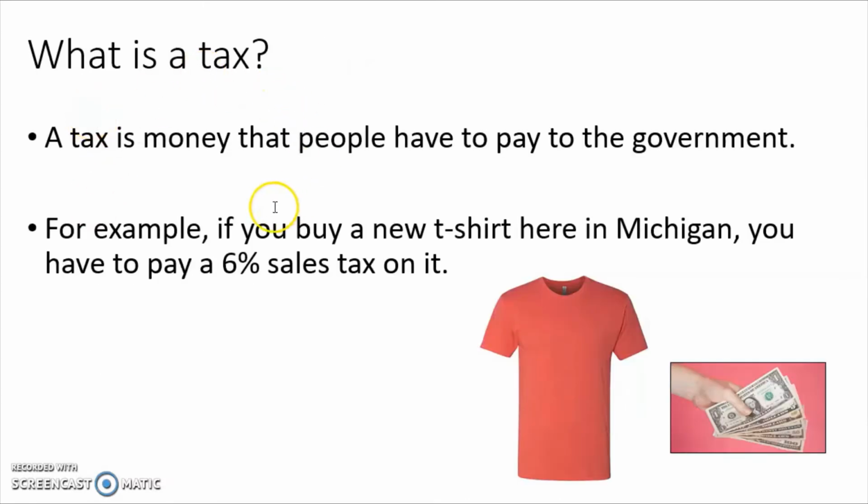Okay, and what is a tax? A tax is money that people have to pay to the government. For example, if you buy a new t-shirt here in Michigan, you have to pay a 6% sales tax on it. We talked about taxes before, but I just wanted to explain that it's extra money that you have to pay. It could be a sales tax, it could be all kinds of different taxes.